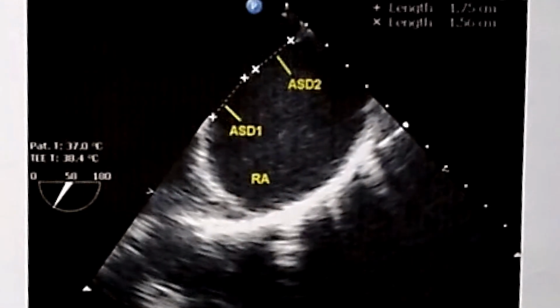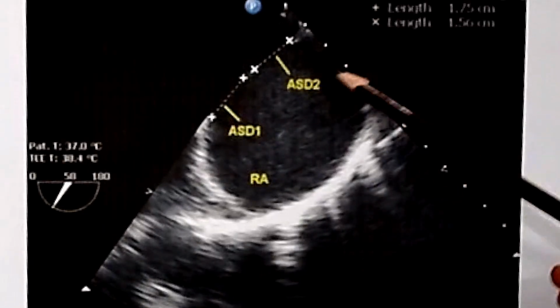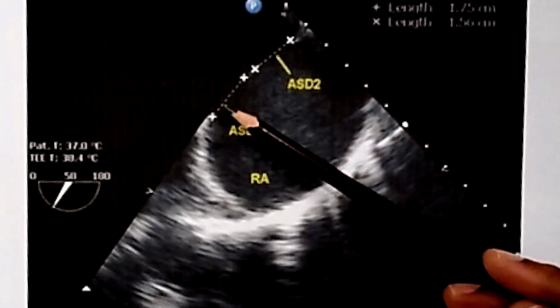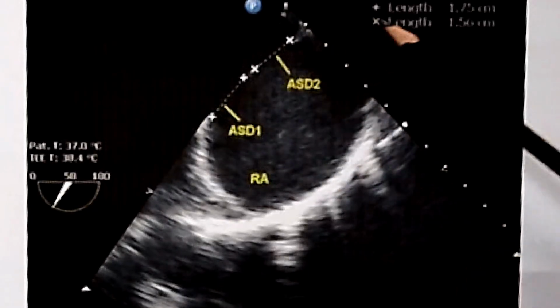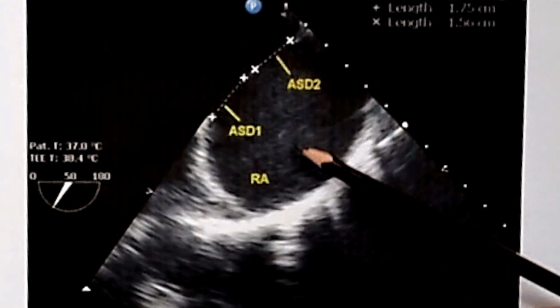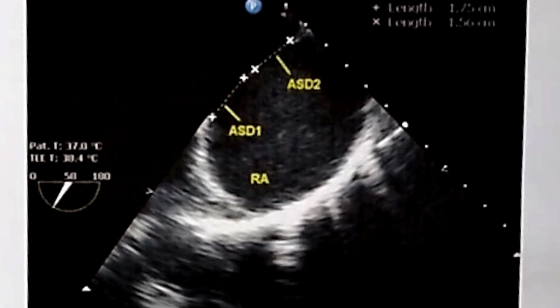This is another transesophageal echocardiogram. The difference is that you have two atrial septal defects, 1 and 2, and the measurement has been shown in the figure. This portion will be the left atrium. This is the right atrium. This is not the same view as this. There is some difference, and it is not the same person also, a different person.